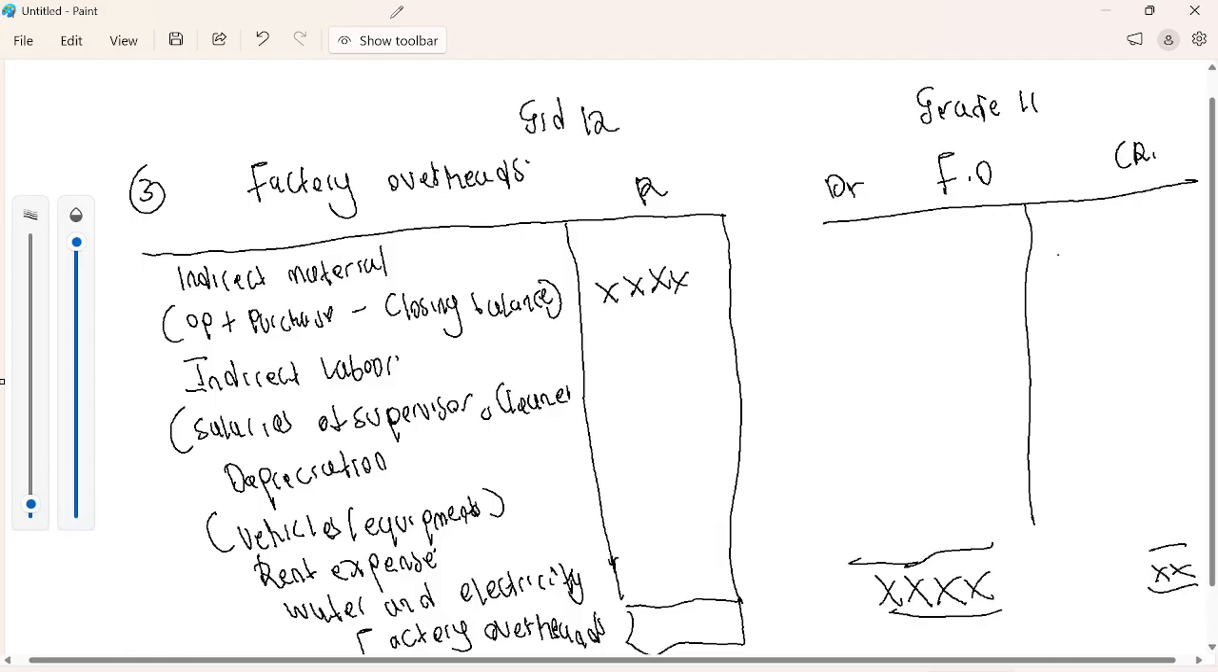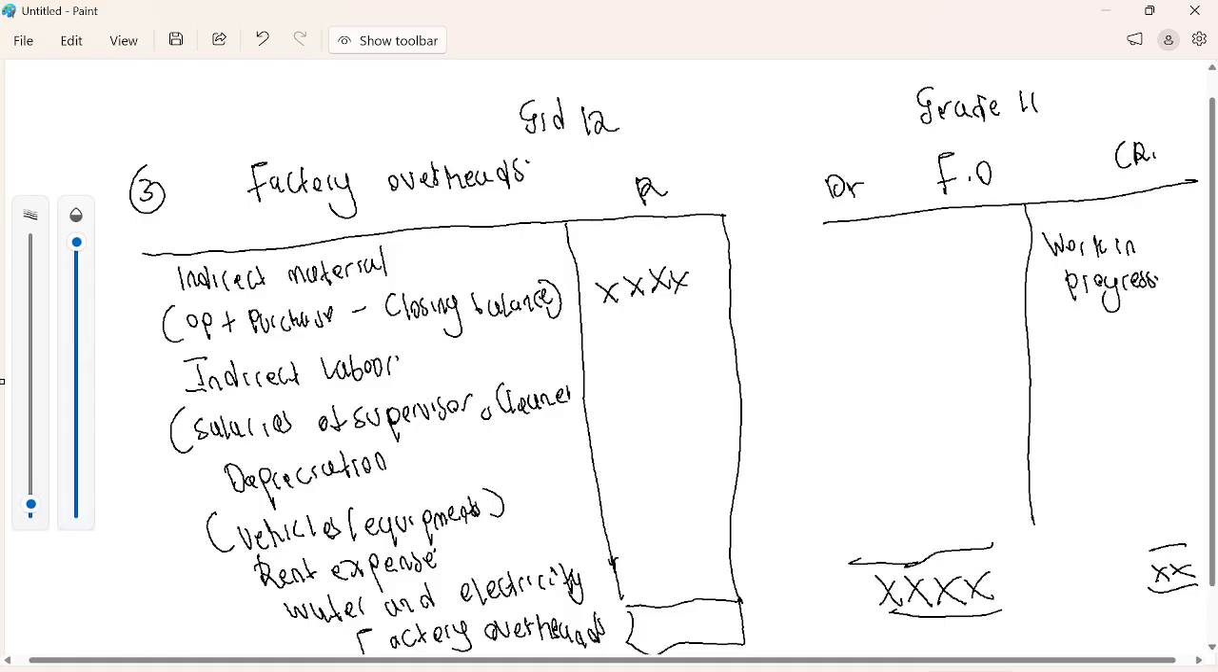Then you're going to write it as work in progress. Because everything, meaning direct material, remember, when you're doing the direct material note, the raw material issued there, you should write work in progress, because it's going to go to the work in progress note.